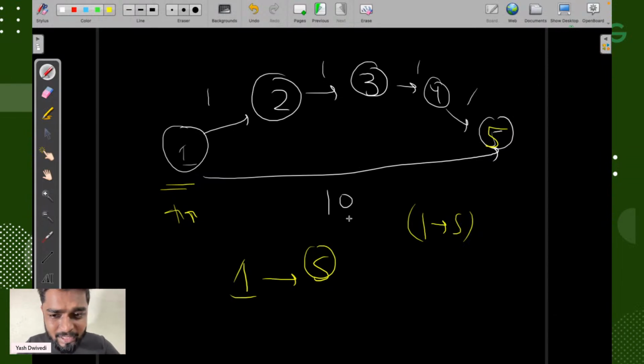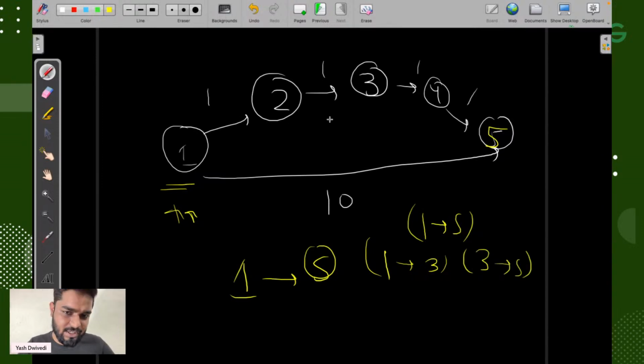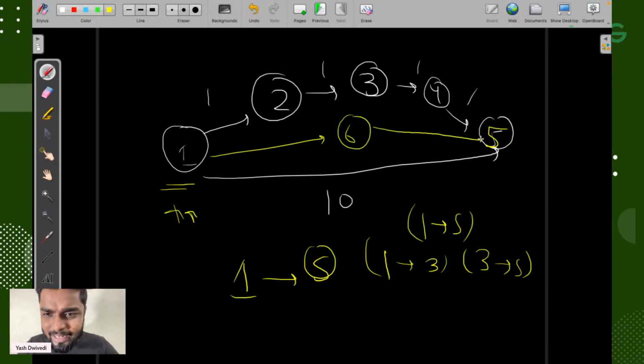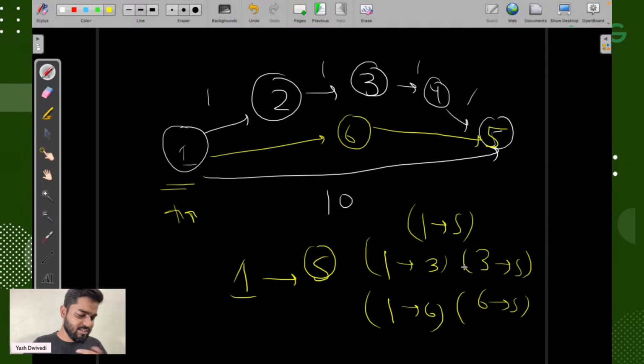Or maybe we can go from 1 to 3 via this path, and then after that we can go from 3 to 5. Or maybe another thing I could have done is, let's say there was a node 6, and I could go from 1 to 6, and then from 6 to 5. Is this part clear?